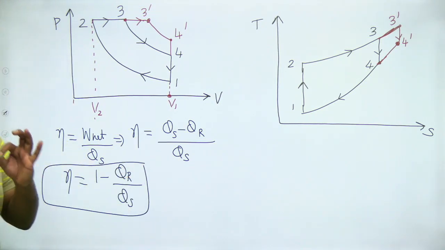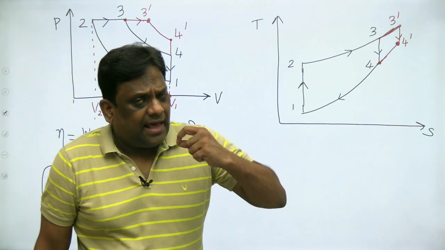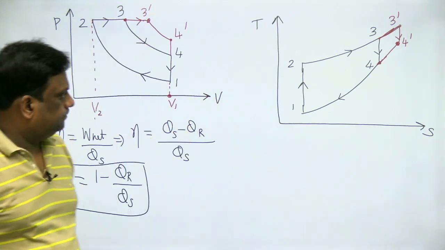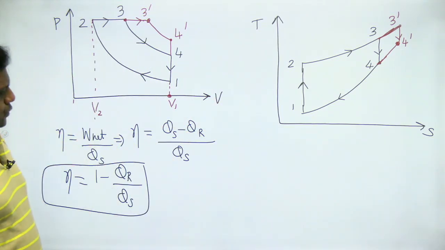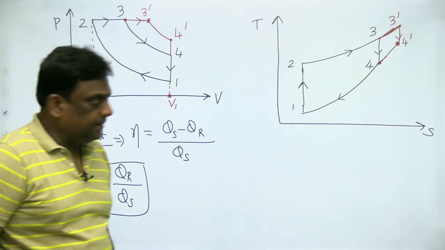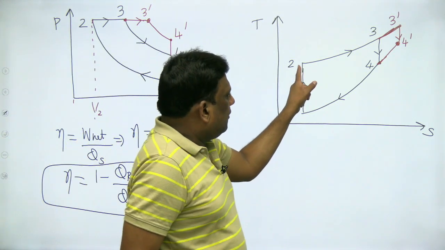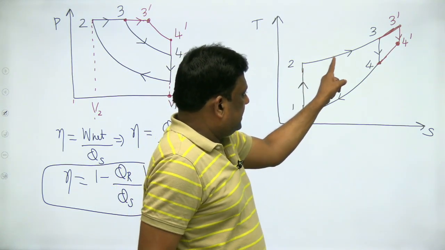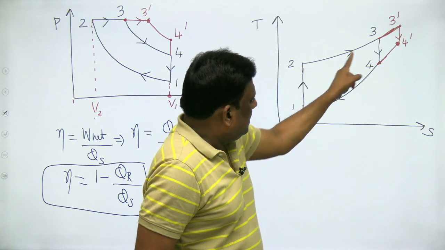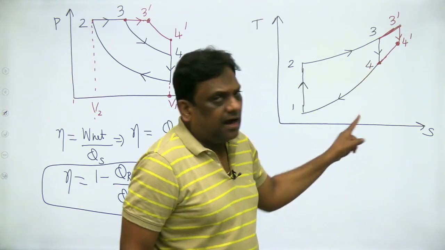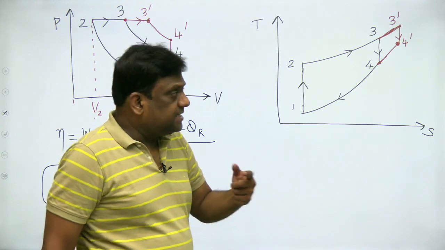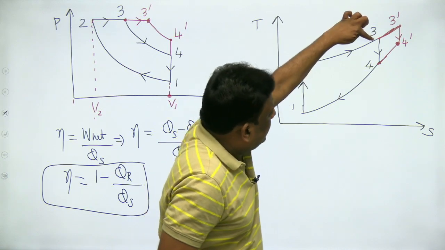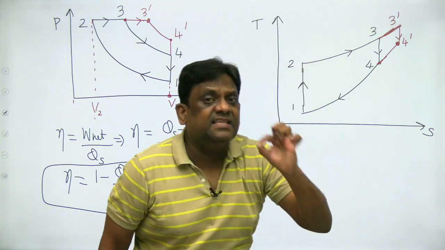Now, in this particular case, I'm analyzing the effect of increase of cutoff ratio on the efficiency of diesel cycle. If you observe clearly, my dear students, the original heat supply is the area under 2-3. The new heat supply is the area under 2-3 dash. Definitely, as we are extending, the heat supply is increasing.